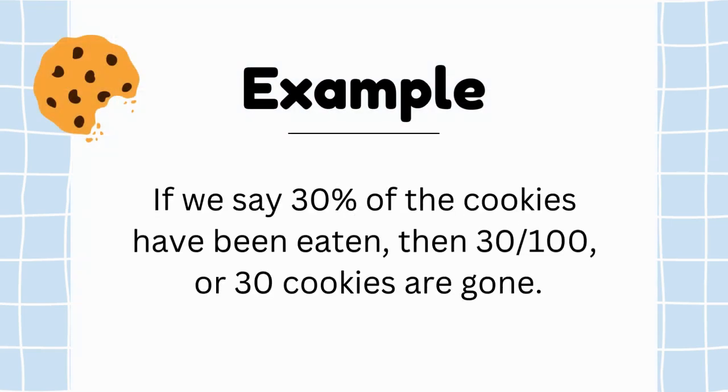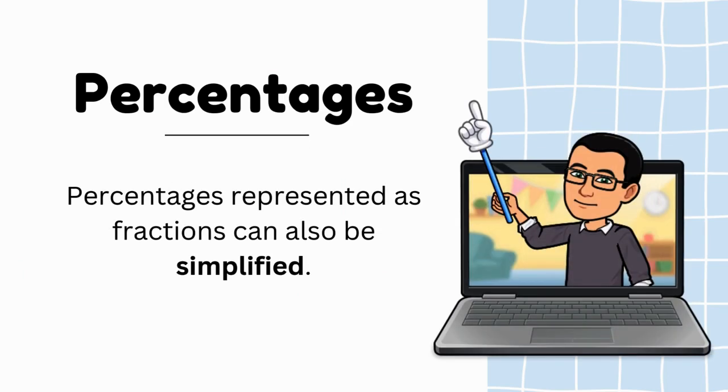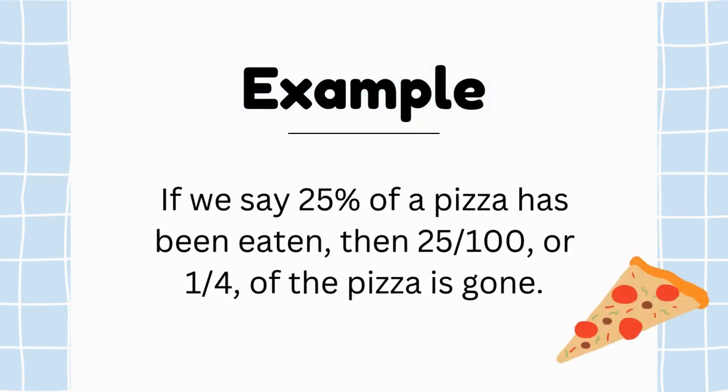If we say 30% of the cookies have been eaten, then 30 out of 100, or 30 cookies, are gone. Additionally, percentages can be represented as simplified fractions. If we say that 25% of a pizza has been eaten, then 25 out of 100, or 1/4 of the pizza, is gone.